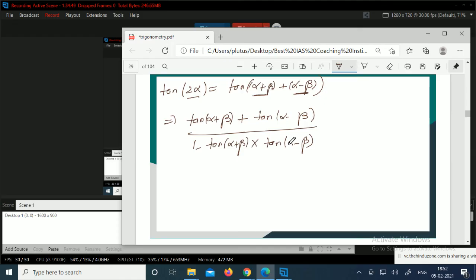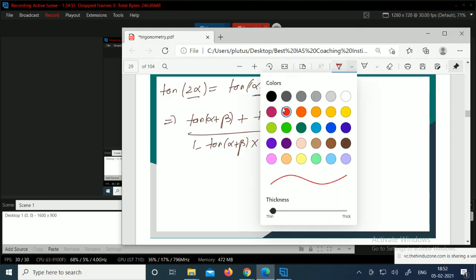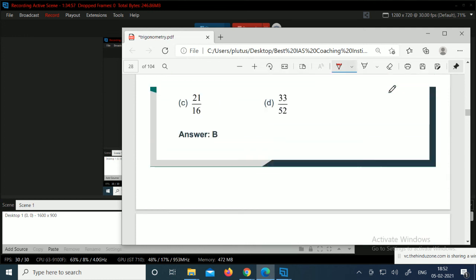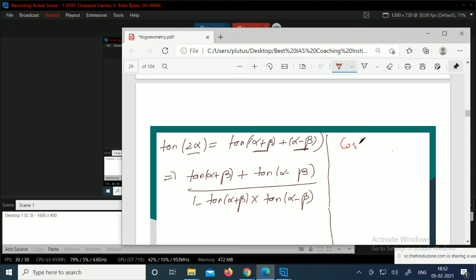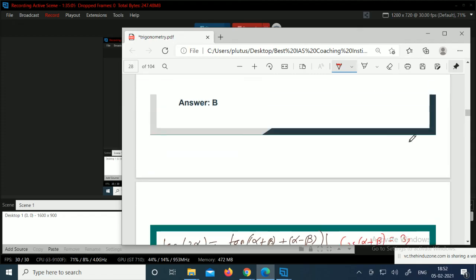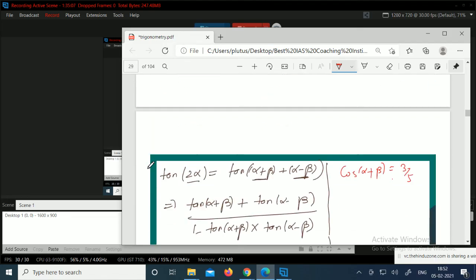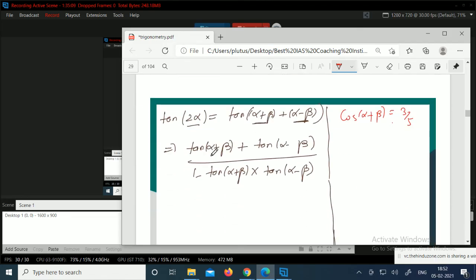Yes, sir. Now, what are the values provided to us in the question? cos(alpha+beta) equals 3 by 5, and sin(alpha-beta) equals 5 by 13. Okay, so we need to calculate tan(2 alpha). So we make a triangle simple. So cos is 3, 4.